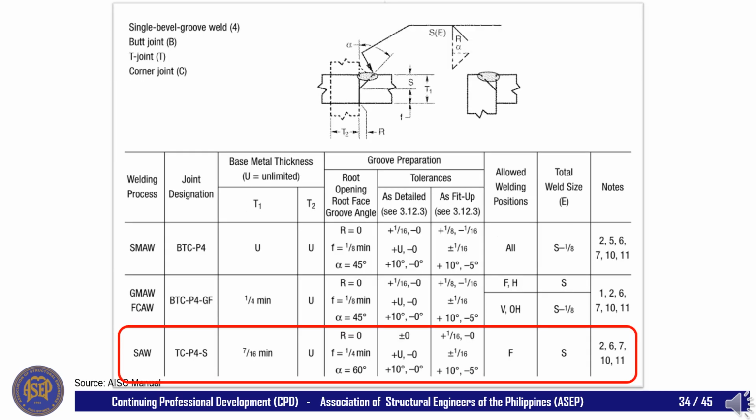Here is another PJP joint detail example given in Table 8-2. As you can see in this image, for a PJP weld with a joint designation of TC-P4-S using submerged arc welding, no root opening is required, but the root face shall be 1/4 inch minimum with a groove angle of 60 degrees. The base metal thickness T1 is 7/16 inch minimum, but the T2 thickness is unlimited. Take note that only the flat welding position is allowed, and the effective weld size is the same as the groove size.